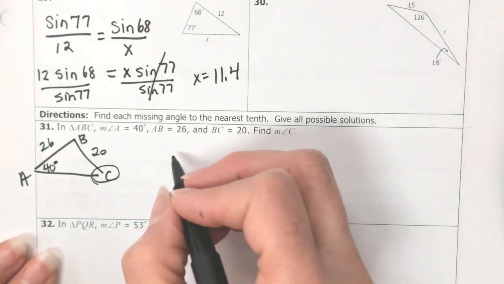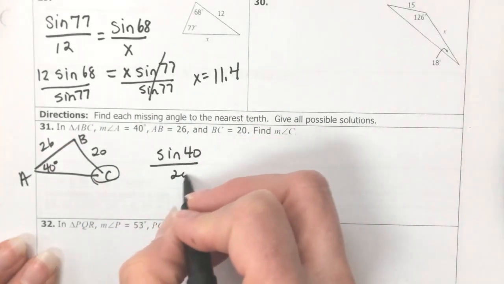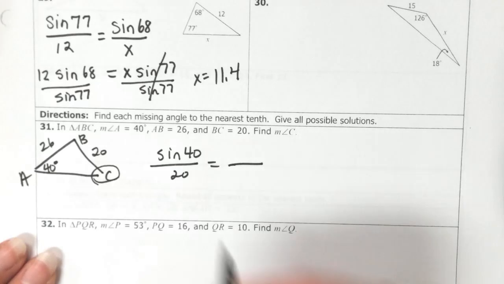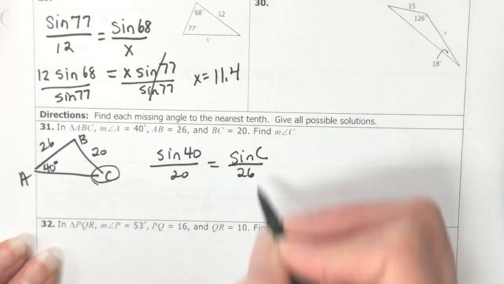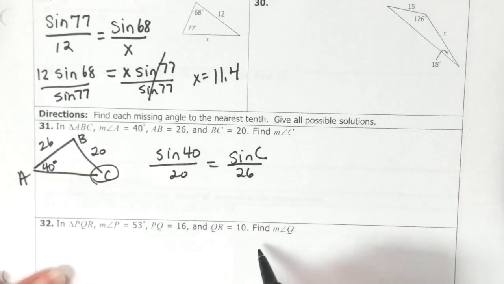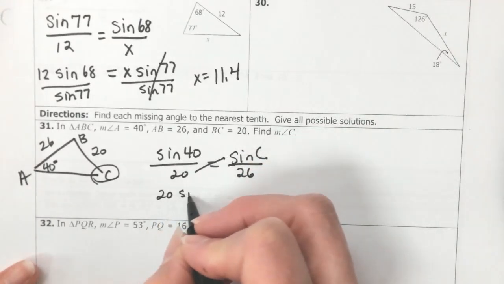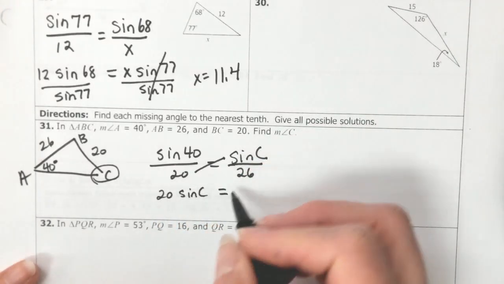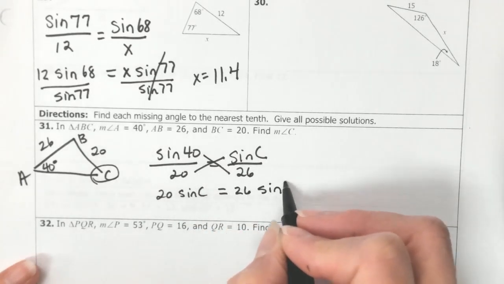Now, I do know that I have a set of opposites. Sine of 40 over the 20, that's a set of opposites, and then sine of angle C could go over 26. If I cross multiply, this one will go in our calculator a little differently, but if I cross multiply, I can solve for letter C.